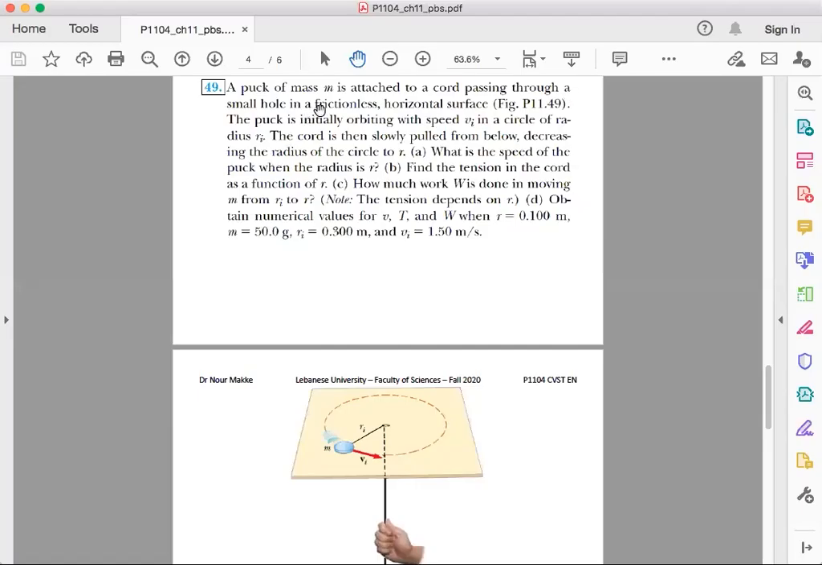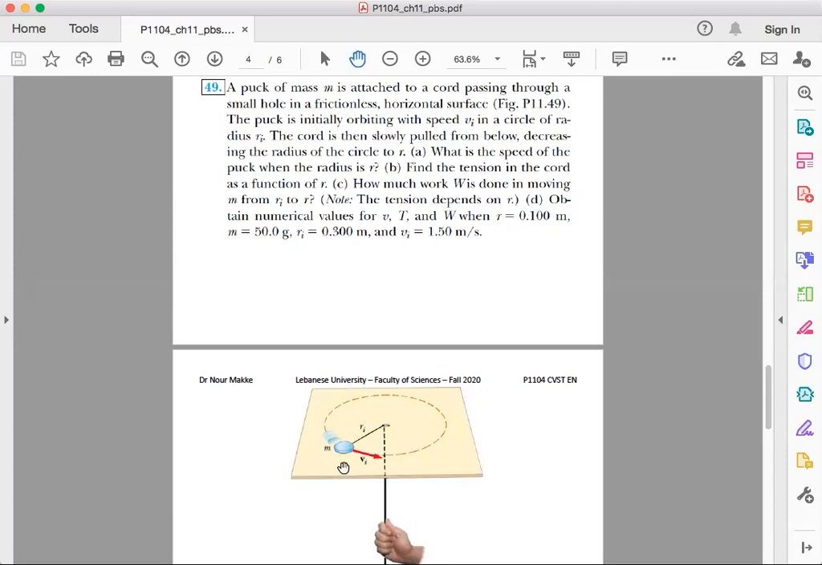So a puck of mass m is attached to a cord passing through a small hole in a frictionless horizontal surface. The puck is initially orbiting with speed vi in a circle of radius ri. The cord is then slowly pulled from below, decreasing the radius of the circle to r.